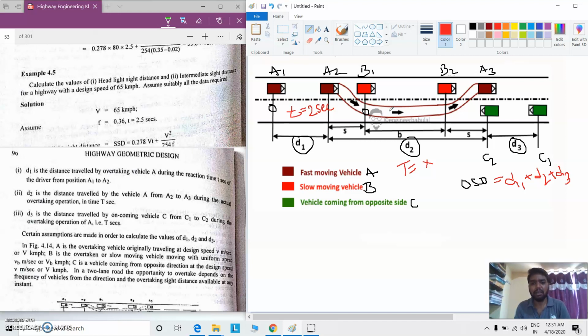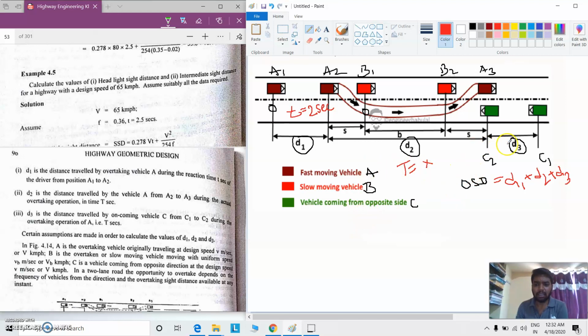The many factors are the speed of vehicle A and the speed of vehicle B, where A is the fast moving vehicle and B is the slow moving vehicle, then the gradient of the road, the acceleration of the overtaking vehicle, and the speed of the slow moving vehicle. Since the time t required to move from position A2 to A3 depends on many factors, it is not fixed, so it is intended to be calculated.